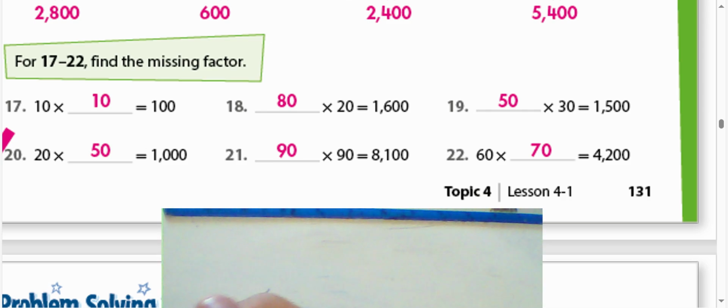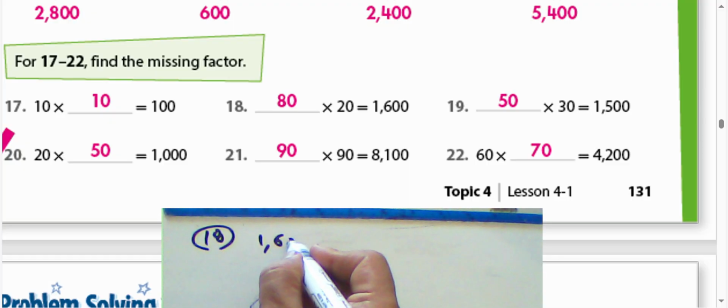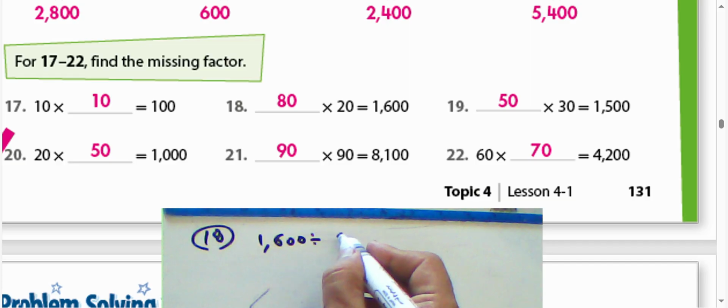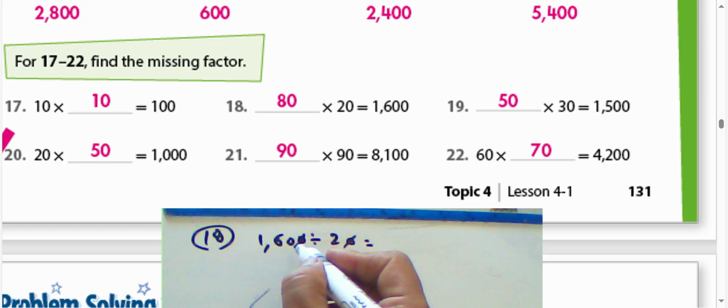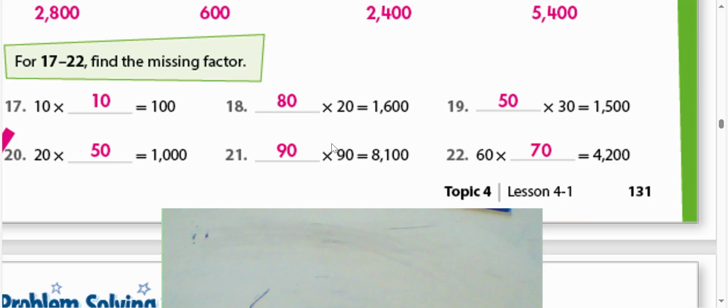And also question number 18. To solve this example, you can write 1600 divided by 20. You can cancel 0 by 0, and 16 divided by 2 equals 8. 0 divided by 2 equals 0. And the answer will be 80. You can use this method to find the result. Okay.